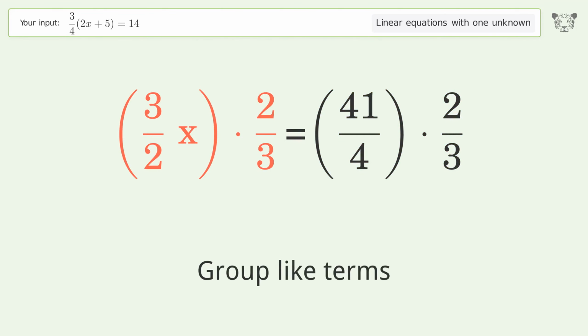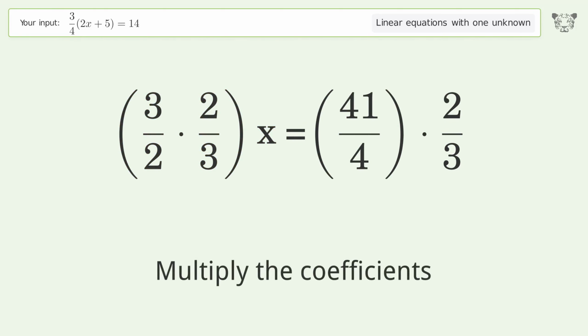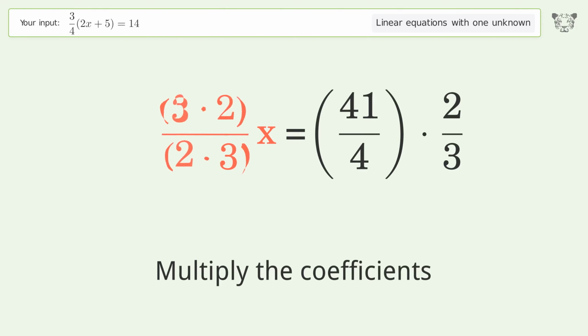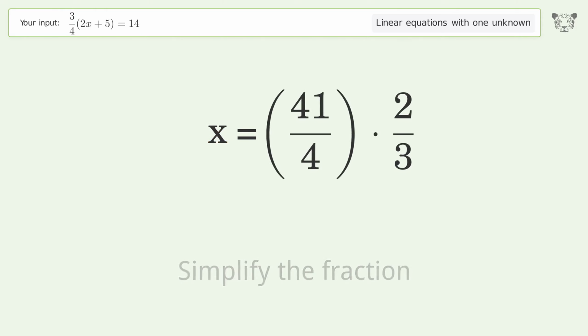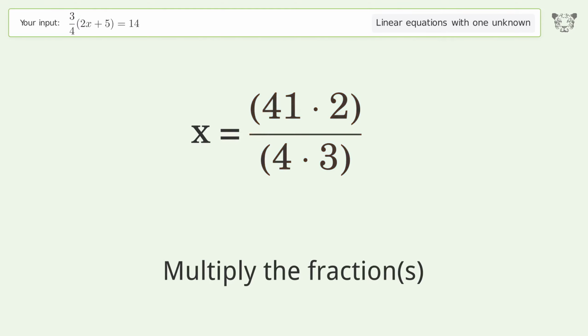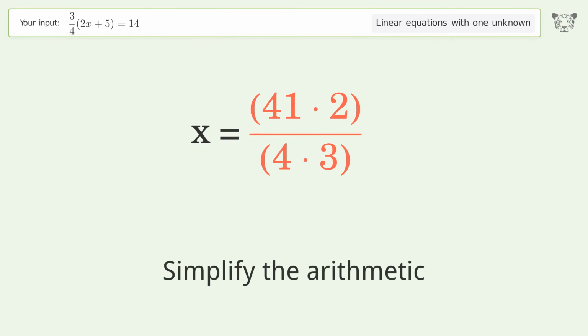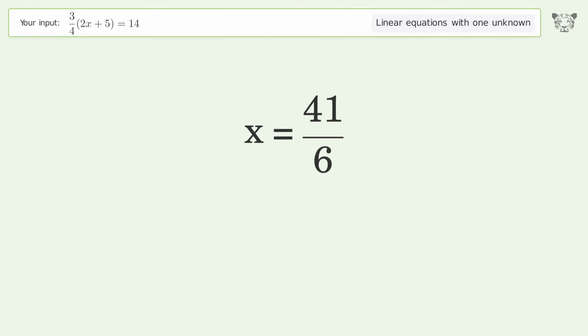Group like terms. Multiply the coefficients. Simplify the fraction. Multiply the fractions. Simplify the arithmetic. And so the final result is x equals 41/6.